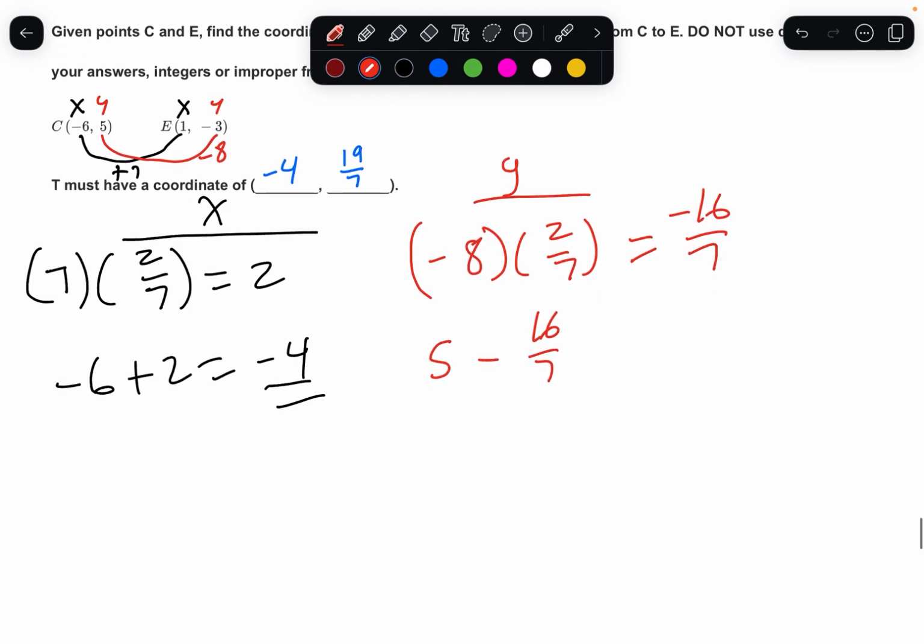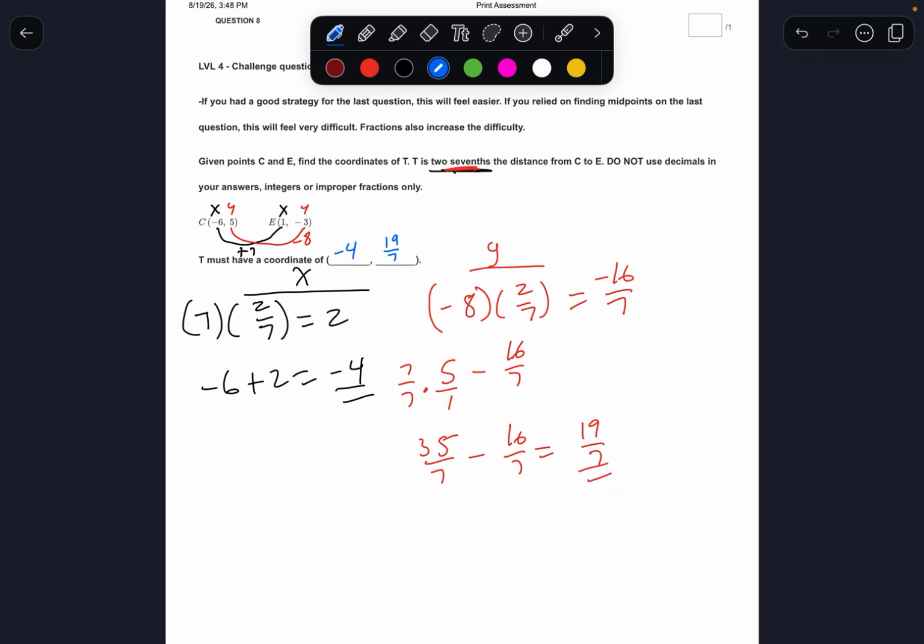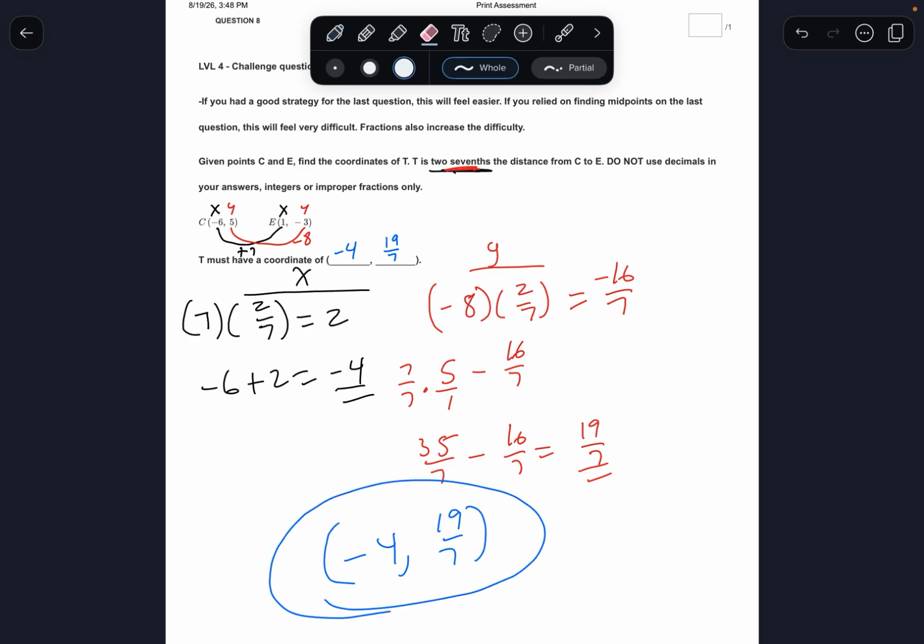Well, that's a little harder because it's not a common denominator. So that's like 5/1. I'm going to get a 7 on the bottom. That's going to be 35/7 minus 16/7. That is 19/7, and that is my y-coordinate. So the final answer, x, comma, y: -4, 19/7. Oh boy, that's tough work.